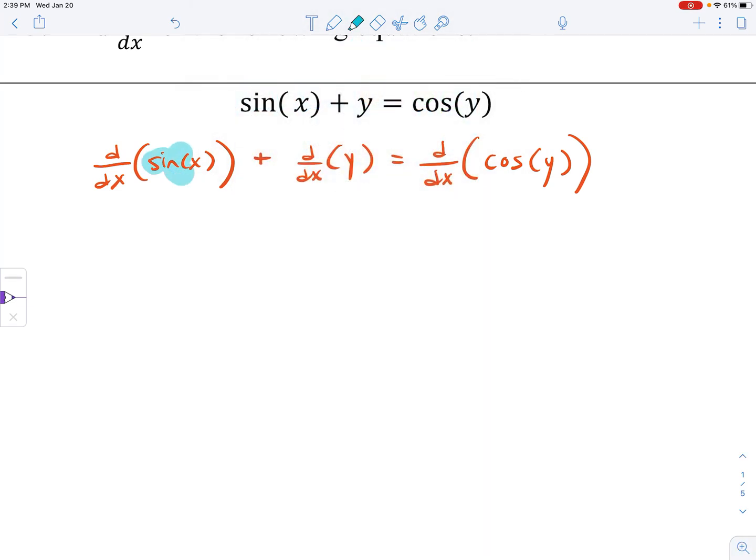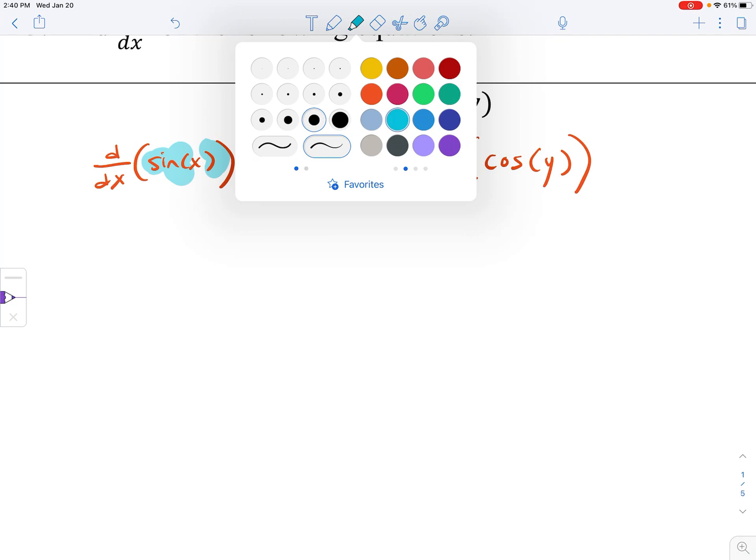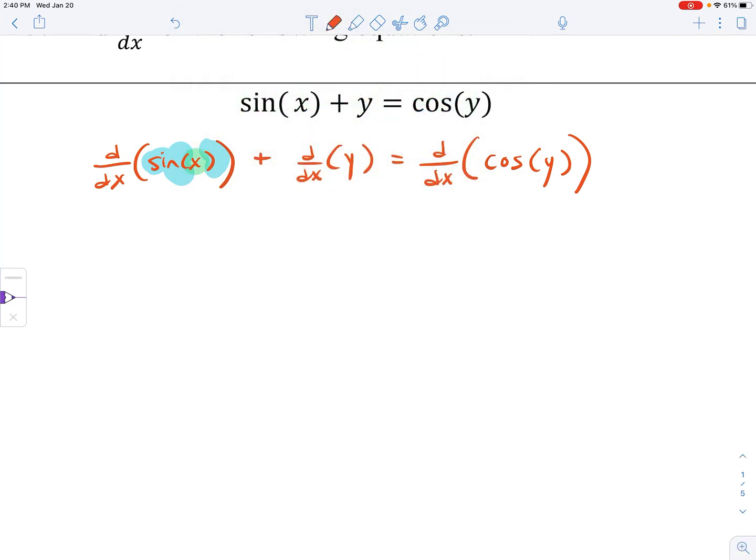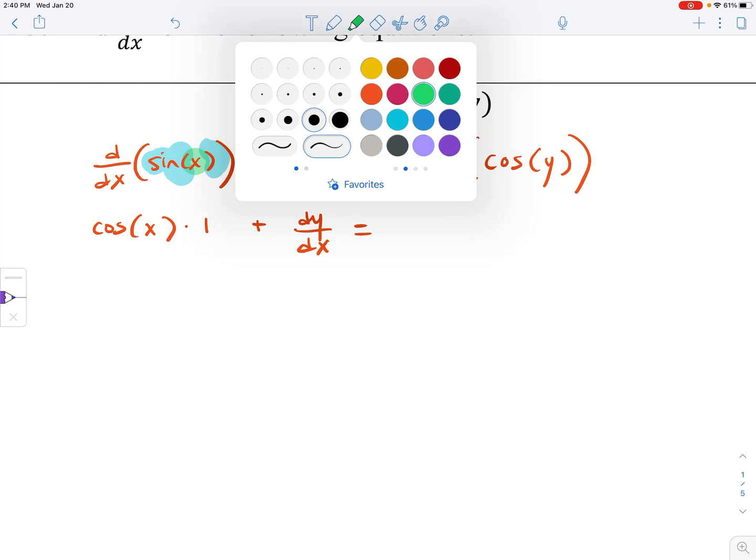So going from left to right, thinking chain rule, we think of sine as being the outside function and the x as being the inside function. So thinking derivative of the outside, the derivative of sine is cosine. We leave the inside alone, and then we multiply by the derivative of the inside, that's the derivative of x with respect to x, which is just 1. Or you can write dx over dx if you're more comfortable with that. And then the derivative of y with respect to x is dy over dx.